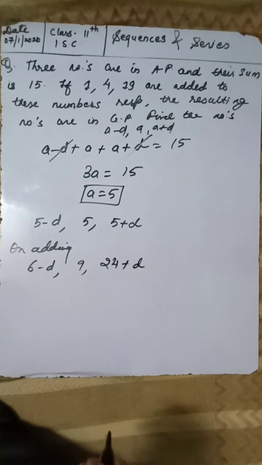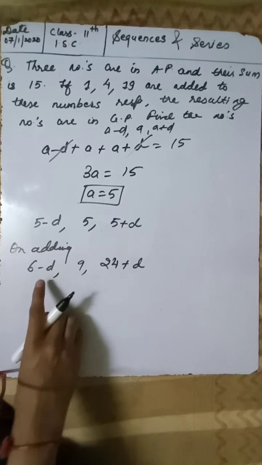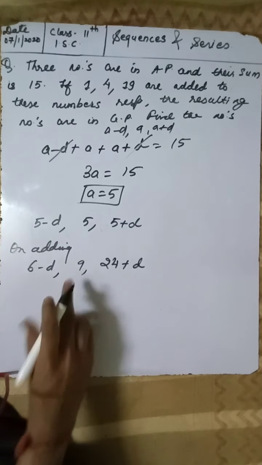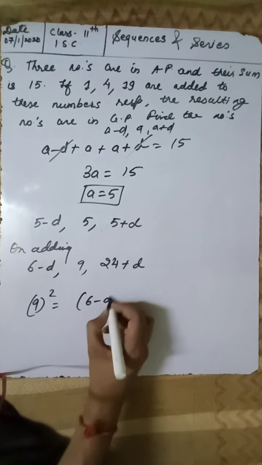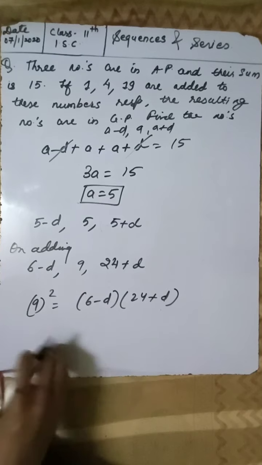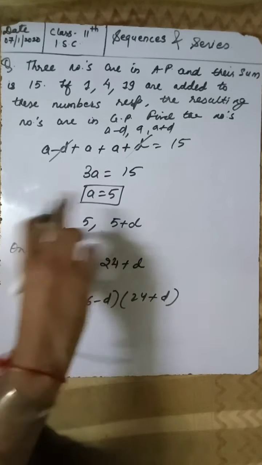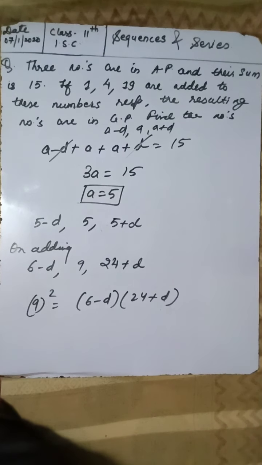Okay, now if they are in GP, then we need to find those three numbers. So if they are in GP, we know the middle term's square, that is 9 square, is equal to 6 minus d times 24 plus d. Multiply these two brackets, get the answer and find those three numbers. Can you find? Okay, find it and let me know.